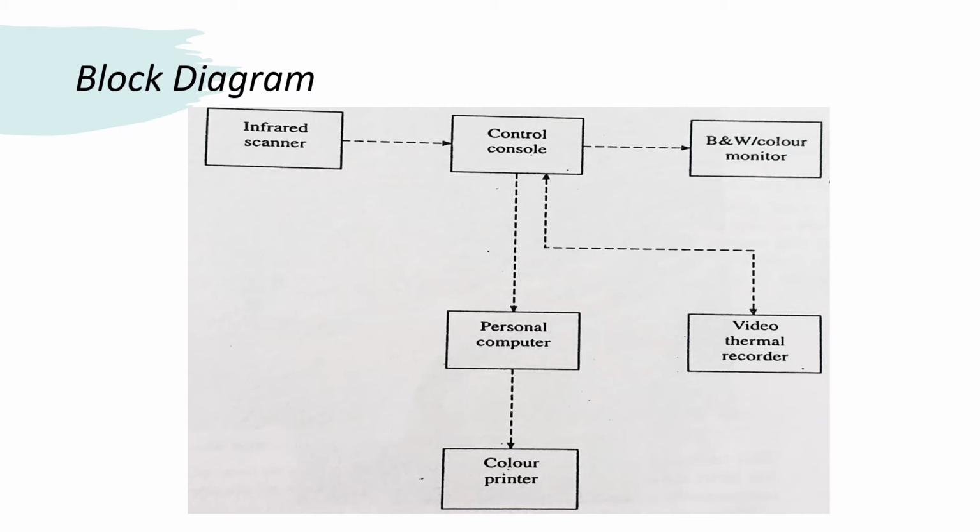The infrared scanner essentially consists of an optical system, scanning mechanism, infrared detector, and associated electronics. The optical system collimates the incoming infrared radiation into the detector.